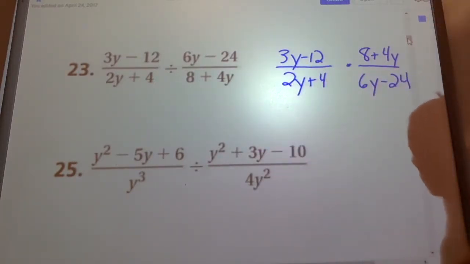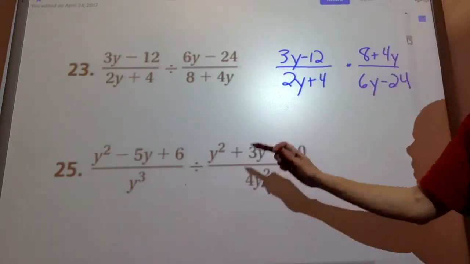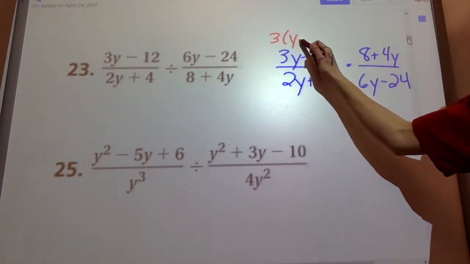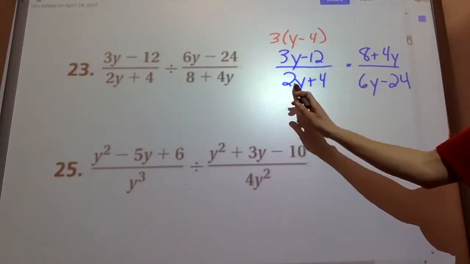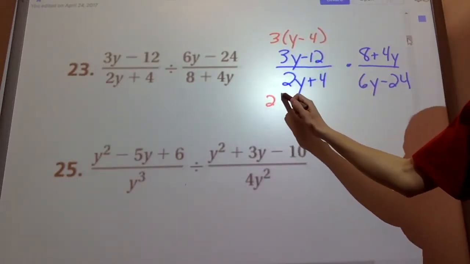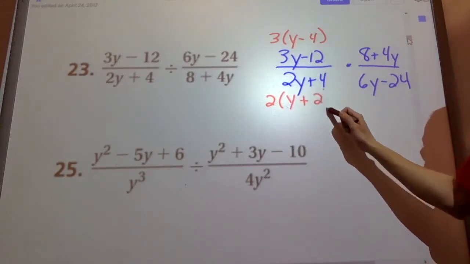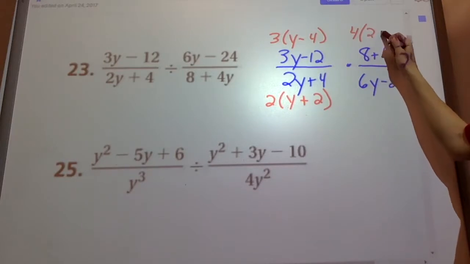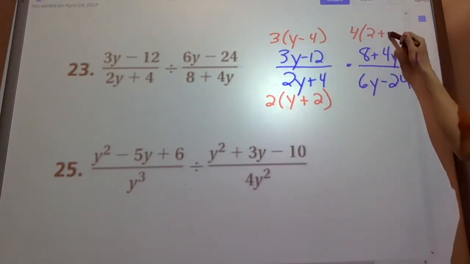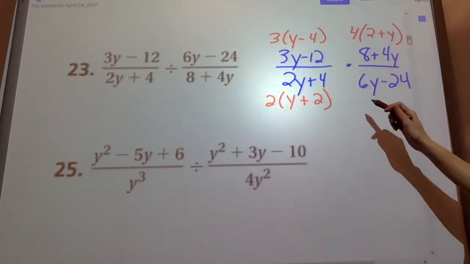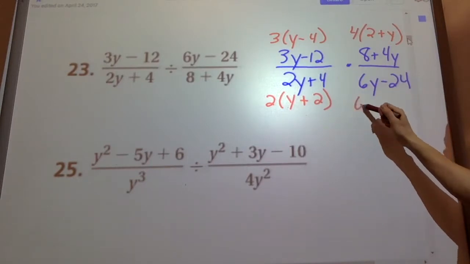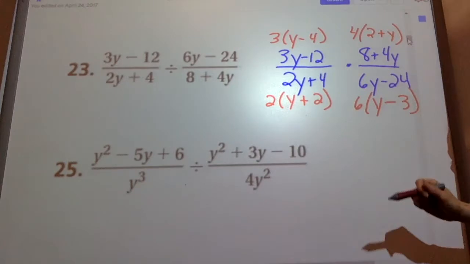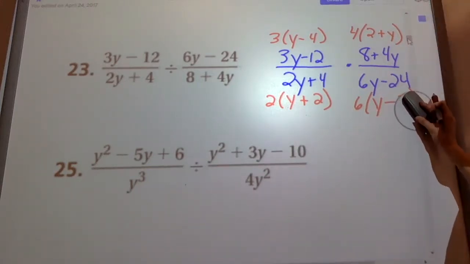And then factor. So what can I take out of 3 and 12? A 3. What can I take out of 2 and 4? A 2. What can I take out of 8 and 4? A 4. And what can I take out of 6 and 24? A 6.